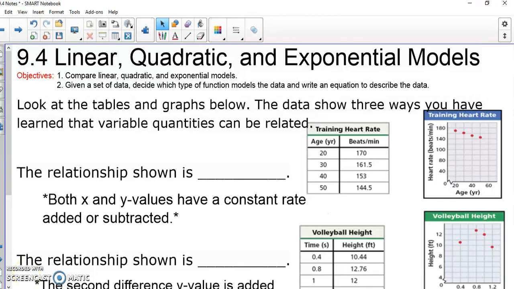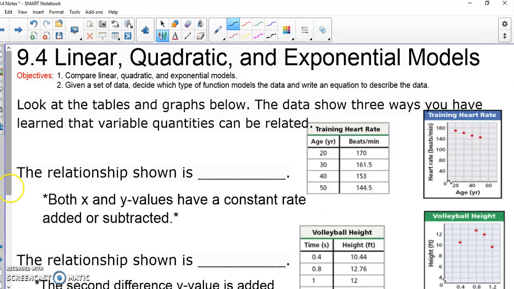Hi guys, this is lesson 9.4 on linear, quadratic, and exponential models. So what we're going to be doing today is bringing together everything we've talked about in the last few chapters and knowing how to tell whether it's a linear, quadratic, or exponential model. A lot of what we're going to talk about will be review. It's just putting all these skills together.